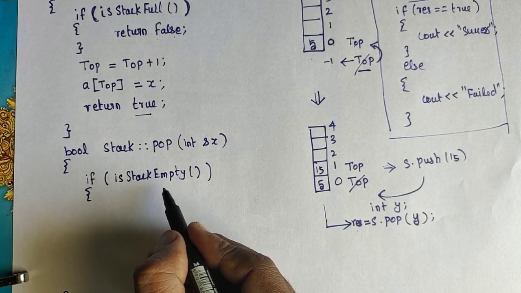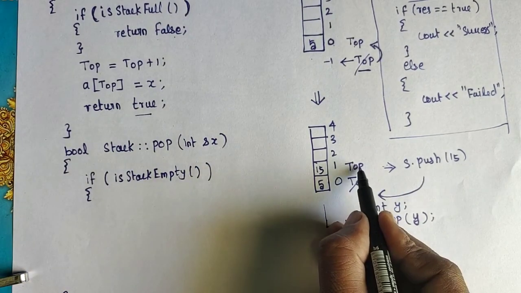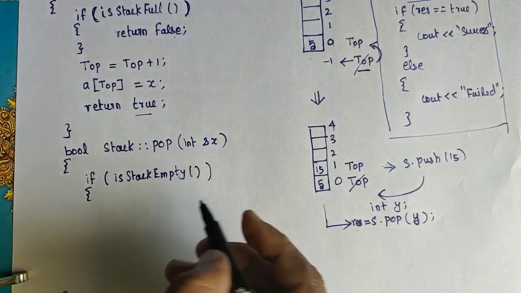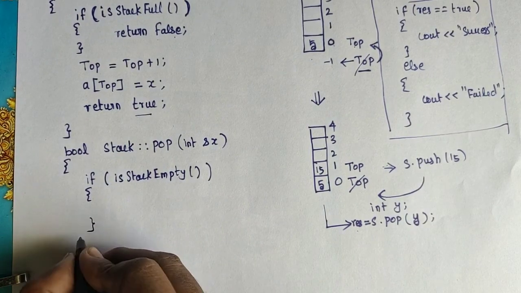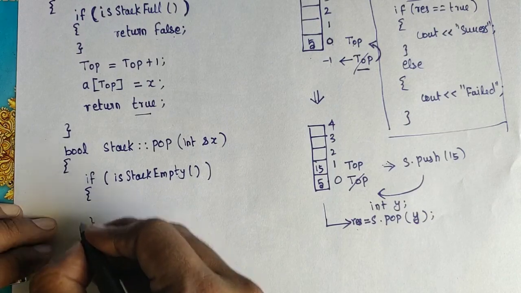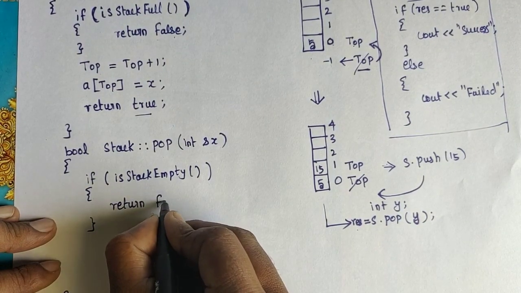If top is pointing to -1, it will return true, otherwise it returns false. Now the top is not equal to -1, it is pointing to some valid index, so it is not empty, so it will definitely return false. False means it will go to here, so deletion is possible. If it is true, we cannot delete, we cannot do this operation, just return false.